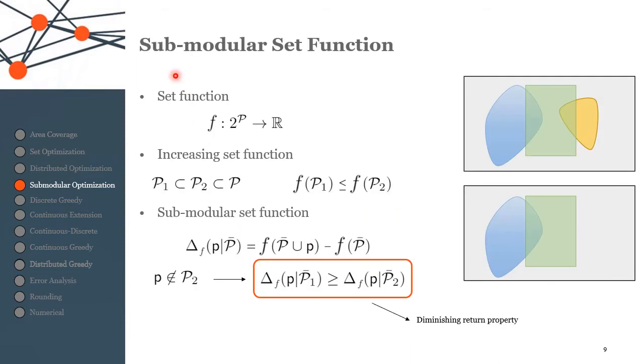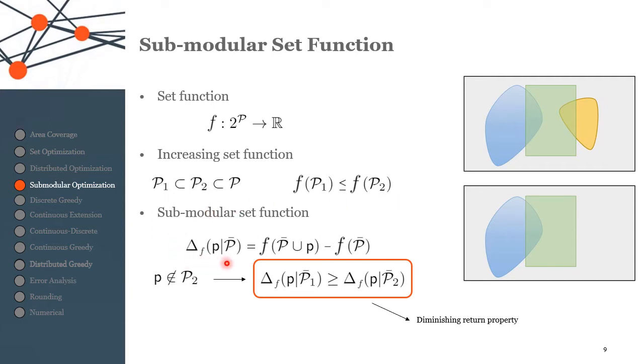So in this talk, we are dealing with submodular set functions. A set function is a function from the power set of a ground set P to a real value, and we're assuming that our set functions are monotone increasing, meaning that if P1 is a subset of P2, a subset of the ground set, then the utility of P1 is less than or equal to the utility of P2. And we're also assuming that the set function is submodular.